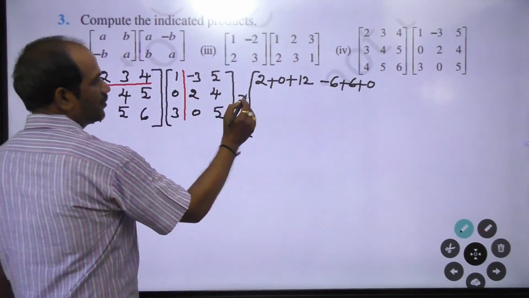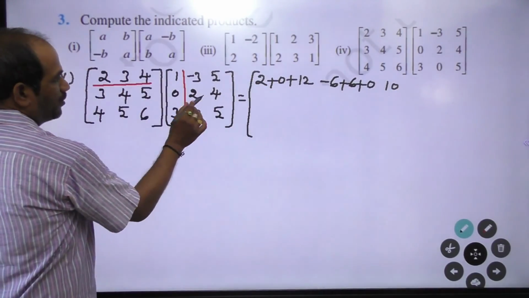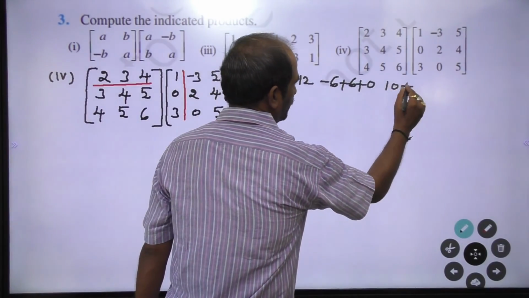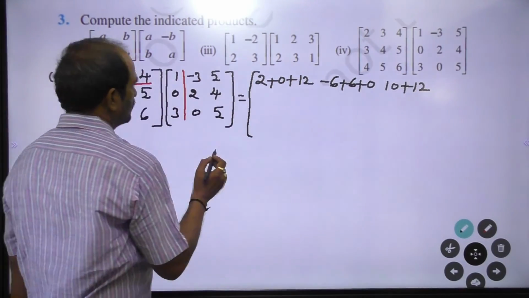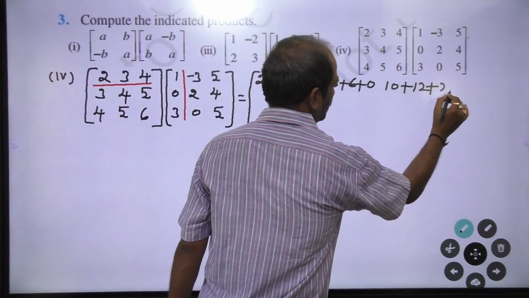Next element, first row, third column. So 2 into 5 is 10. Next one, 3 into 4 is 12. Next one, 4 into 5 is 20.